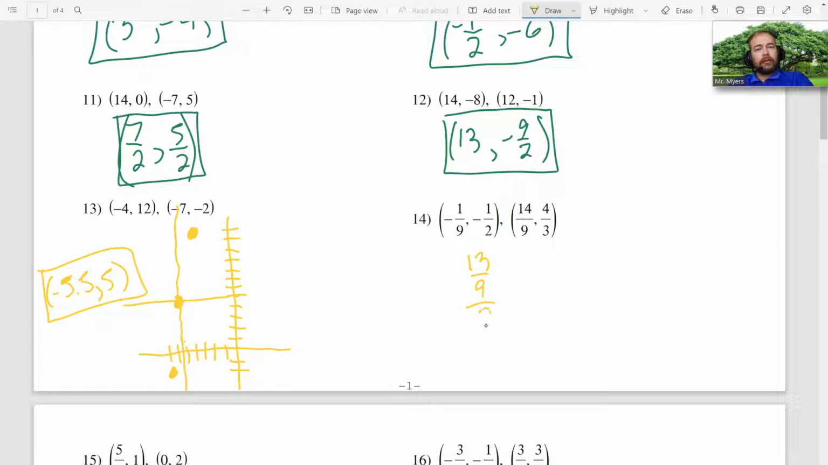And then that's over 2, right? So -1 plus 14 is 13. We have the same denominator, so you can add them. Let's move on for right now. Well, actually, no, let's not move on for right now.